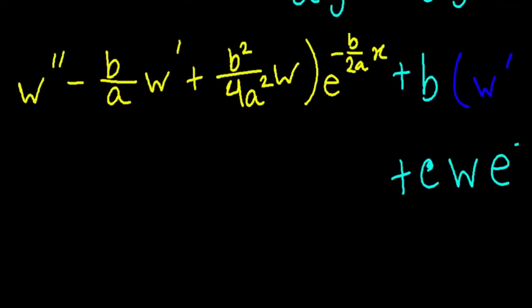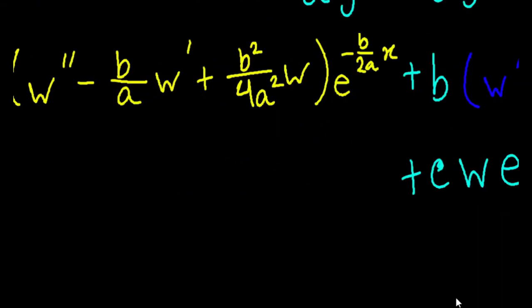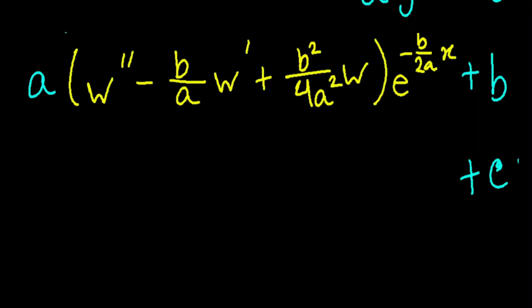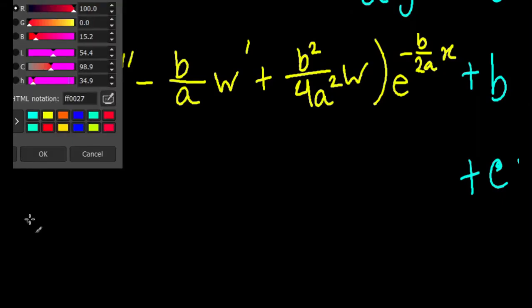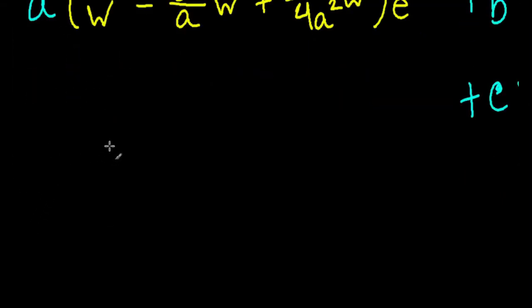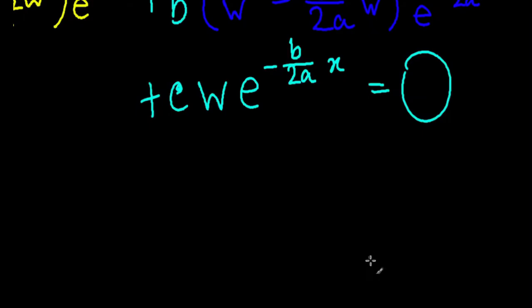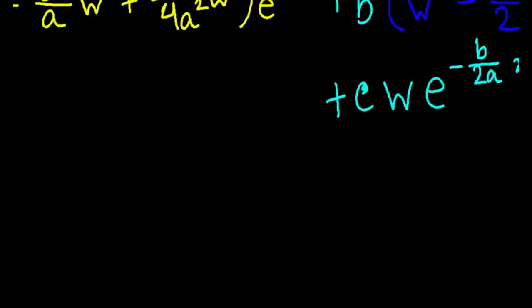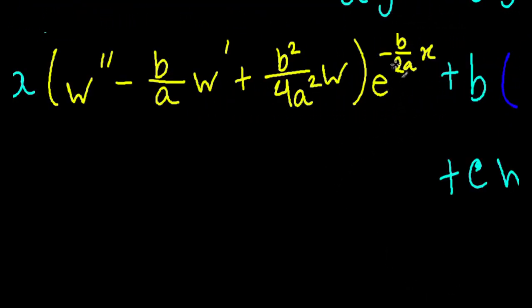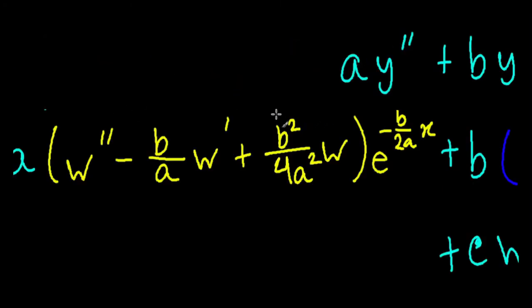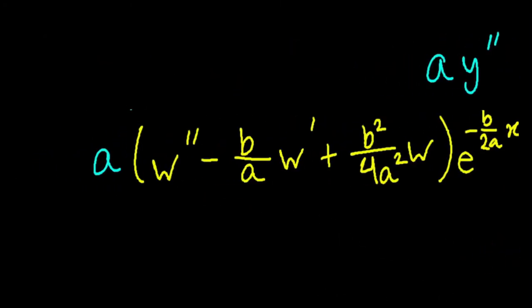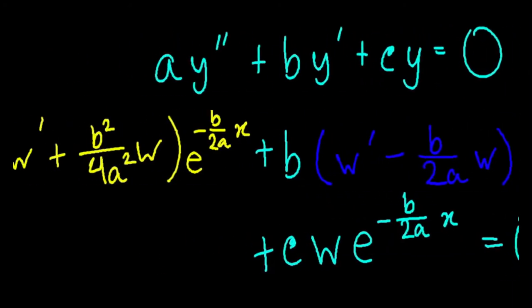Now all we need to do is see what happens here. One thing we can do is factor out e to the power negative b by 2ax from all of this. To be honest, we can also divide both sides by it, because we know that it's never going to be equal to 0. So actually, I'm just going to divide by it. Okay, that's gone, that's discarded. So with that out of the way, let's see what all the other things are.